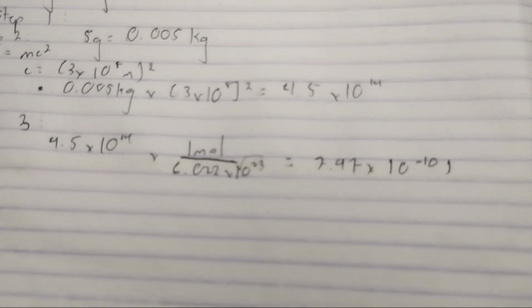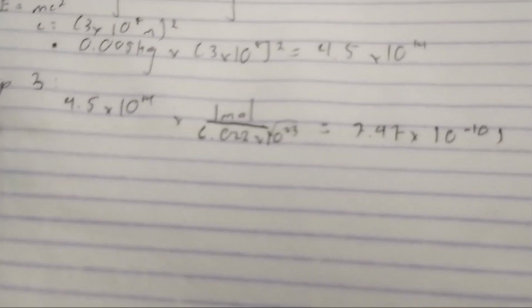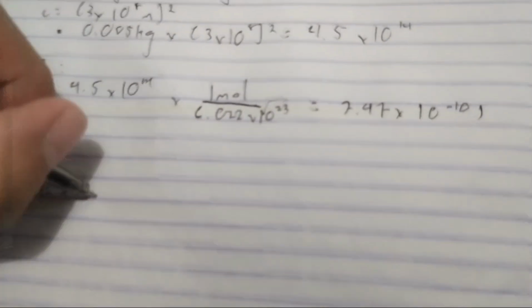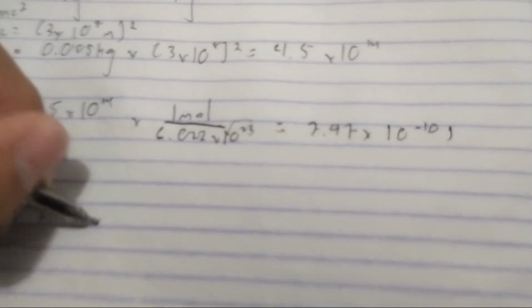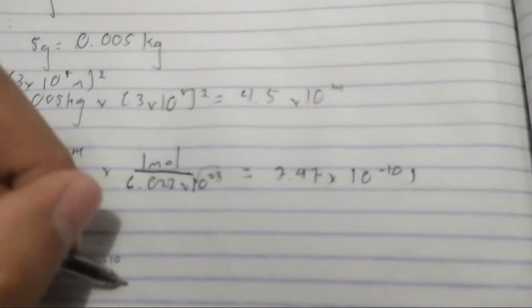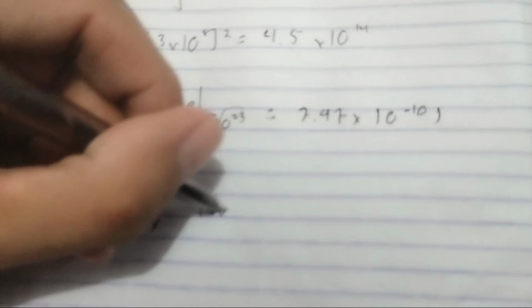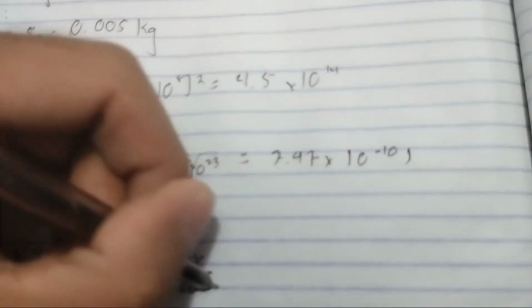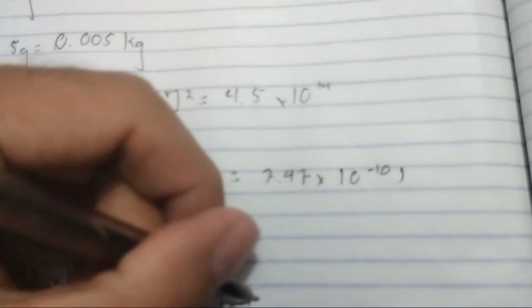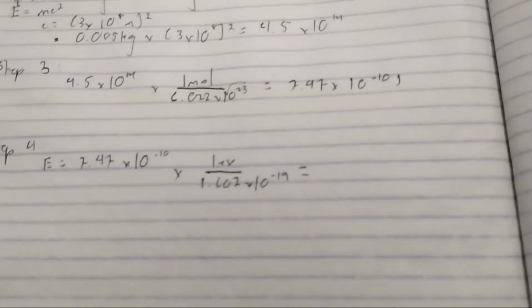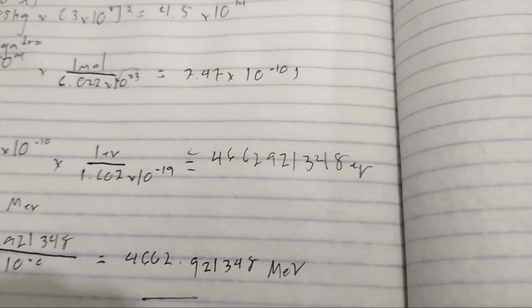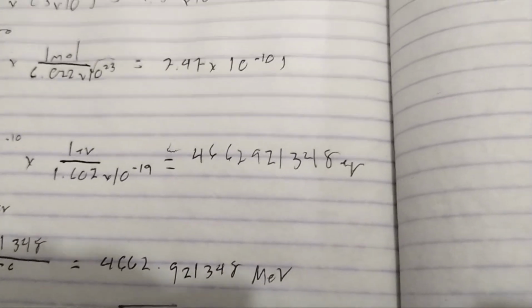So, step 4. Our answer, 7.47 times 10, times 1 eV is equal to 1.602 times 10 to the negative 19. When we calculate that, the answer is 4662921. So, that is still in eV, guys. Let's proceed to the equation.